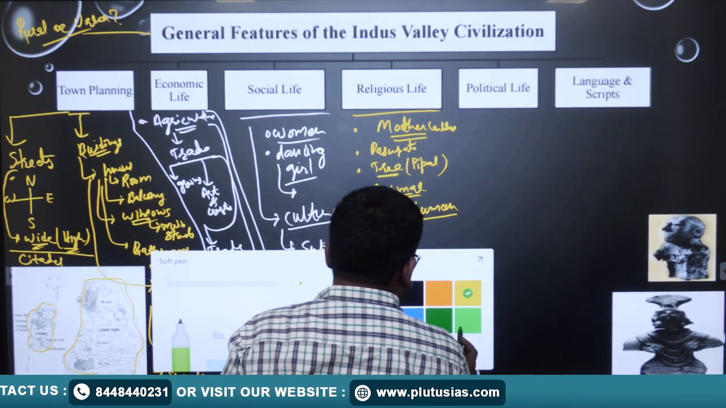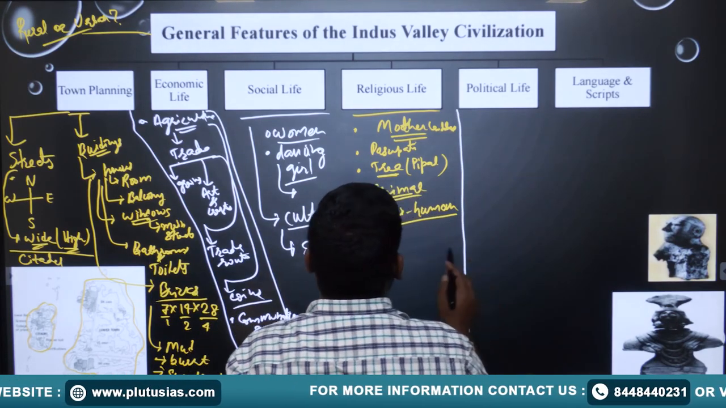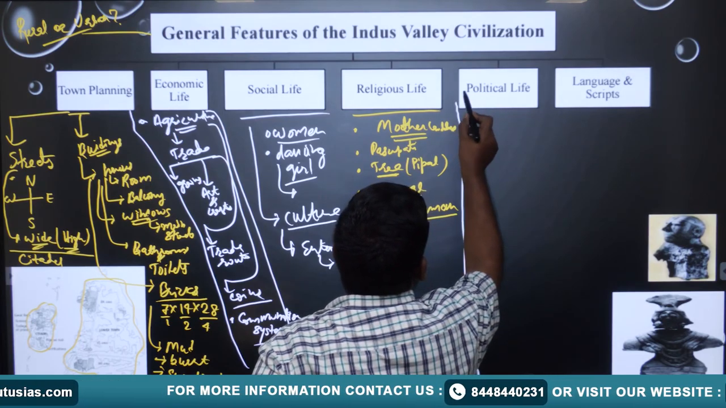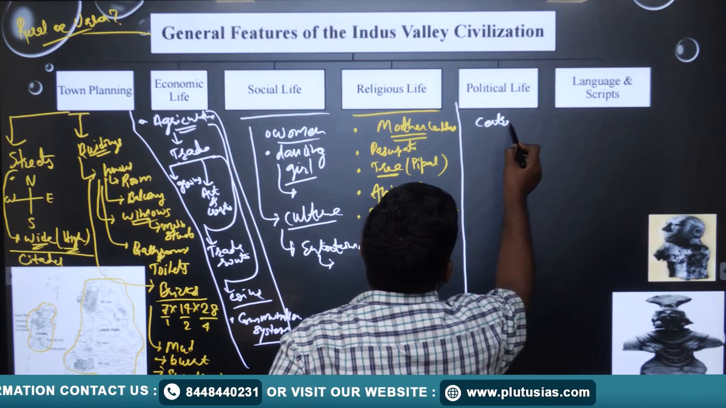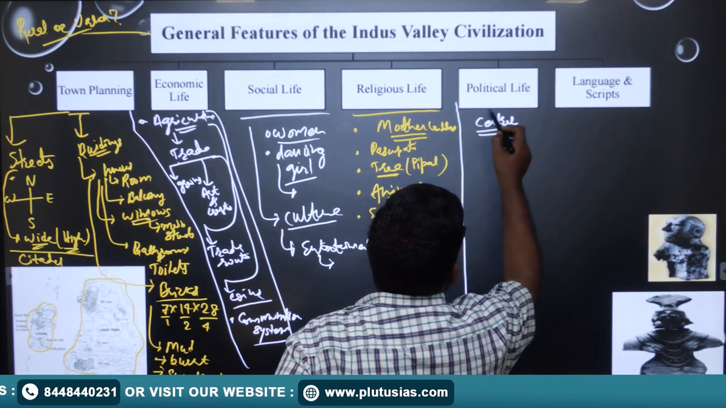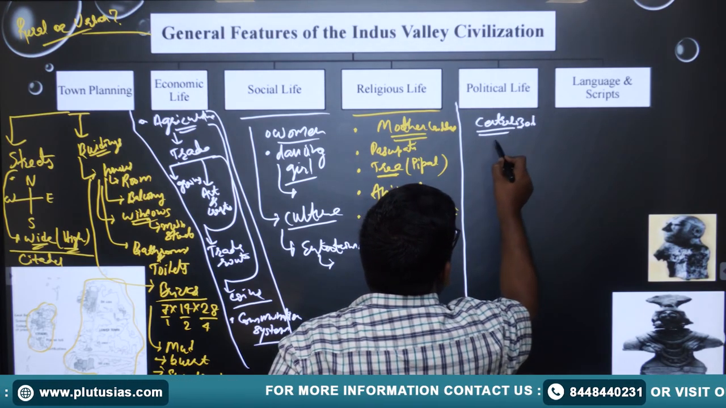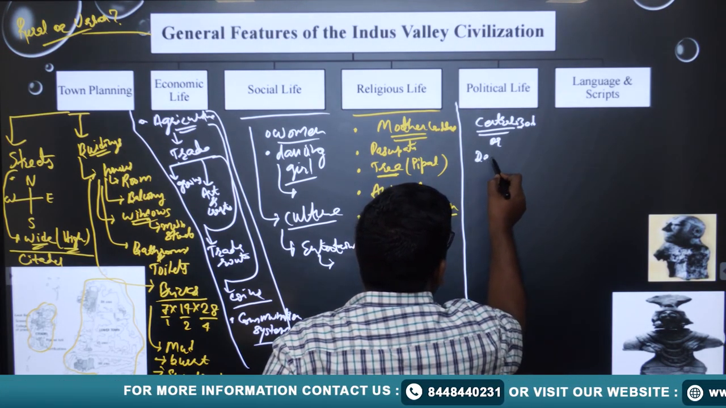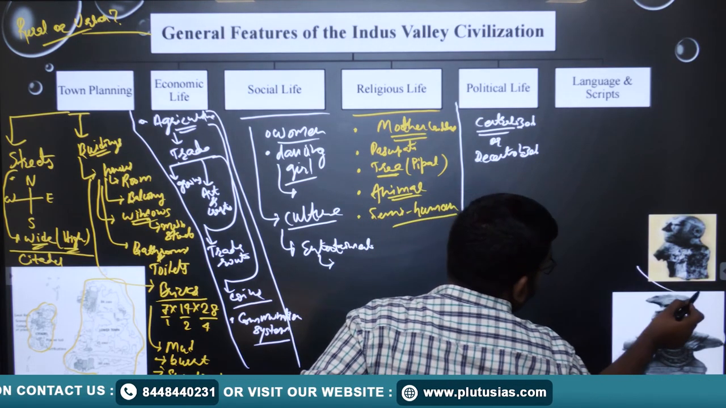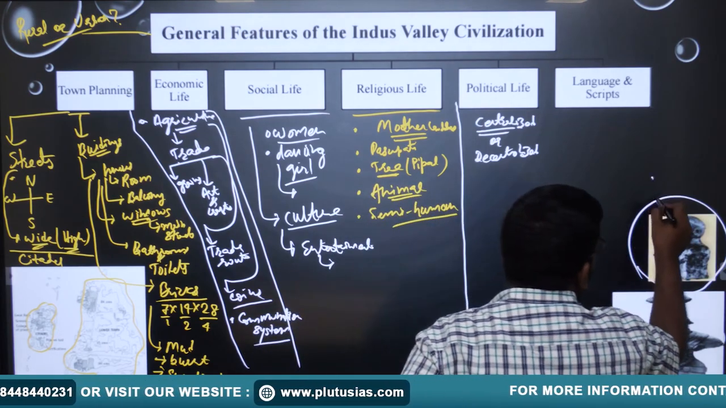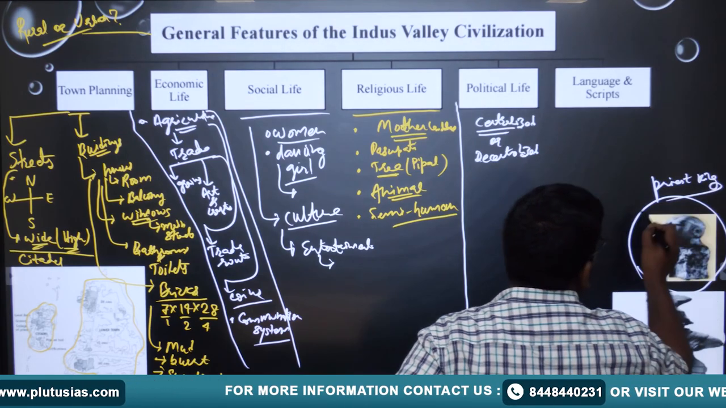If we go further, then what do we find? The political aspect is also very important for Indus Valley people. How political? There is a debate on whether the political rule of the Indus Valley civilization was centralized or decentralized. This is a figure considered a priest king in the Indus Valley civilization.